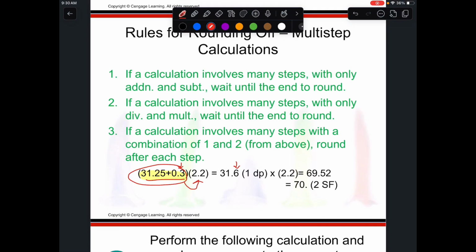So then we want to count how many sig figs. This has 2 sig figs. And this has 3 sig figs, so we always do the least. So the answer is going to be rounded at the very end to only 2 sig figs.